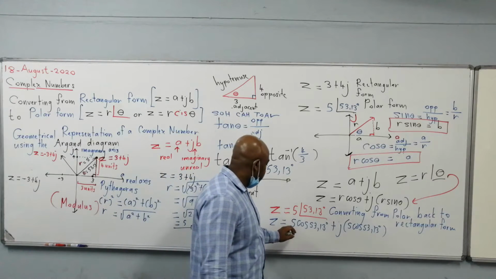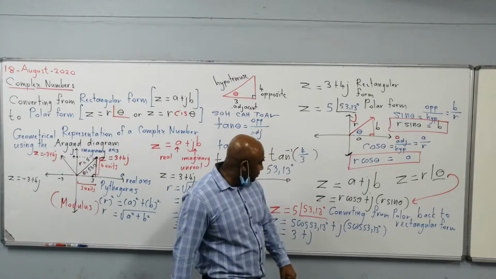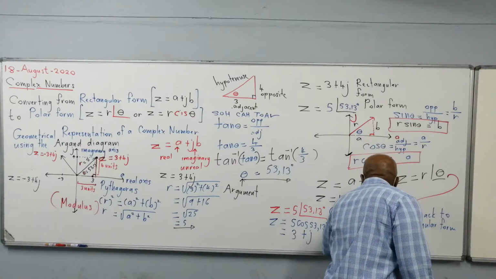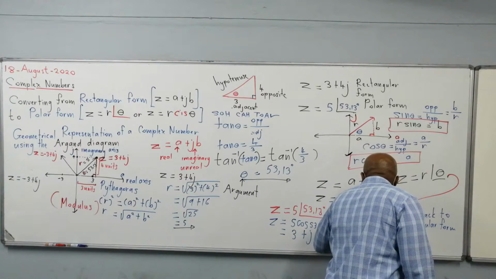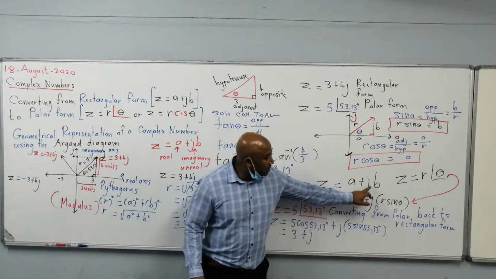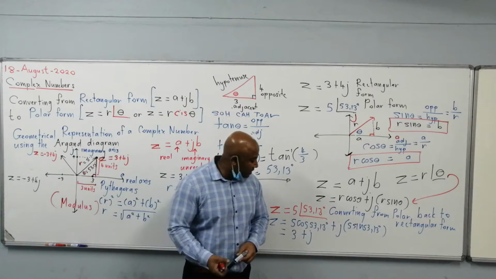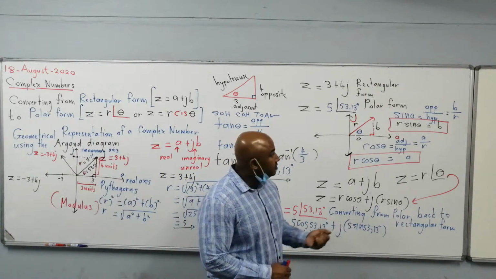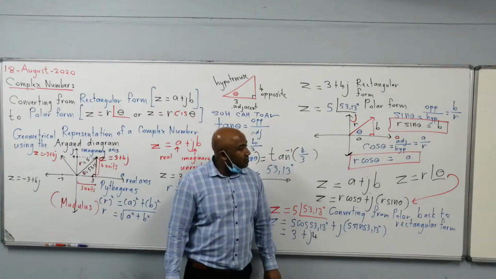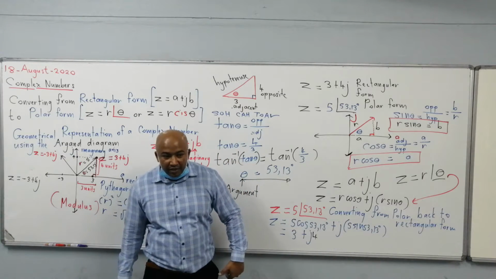It's 3. Plus j times, what is 5? Sorry, this one here is r sine theta. So my mistake there, it is sine. So remember, b is r sine, so that's 5 sine of 53,13. What do we get there? 4. You get 4. Alright, so that's converting from polar back to rectangular.